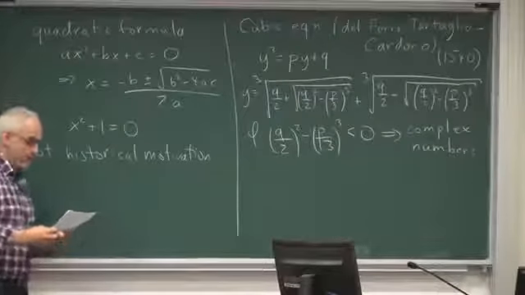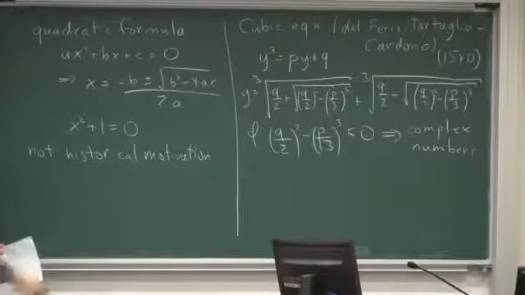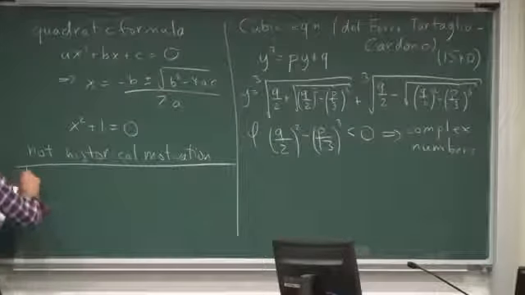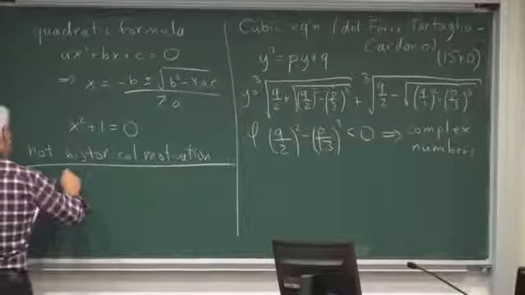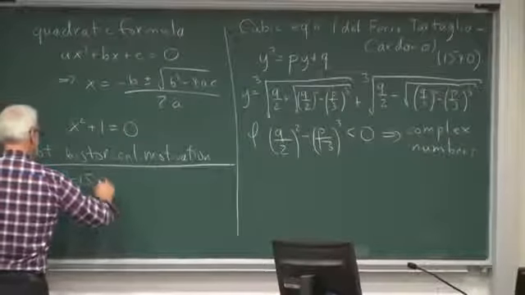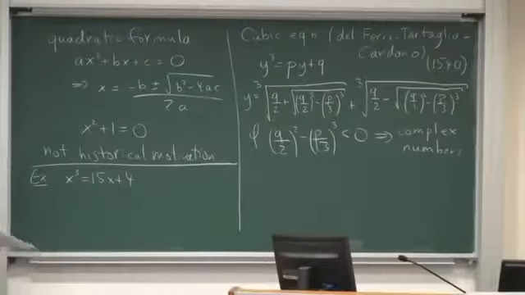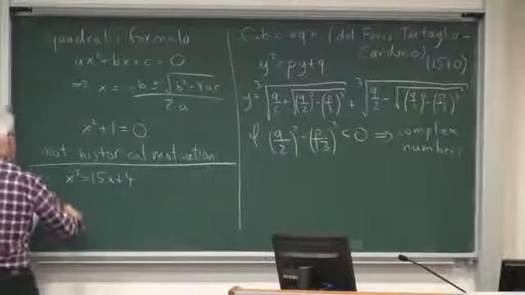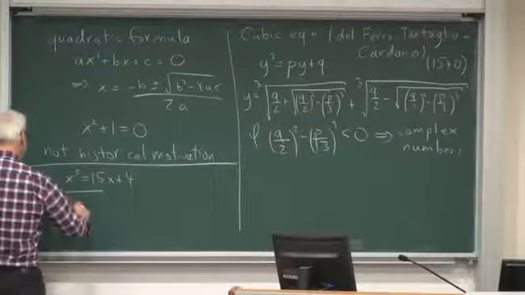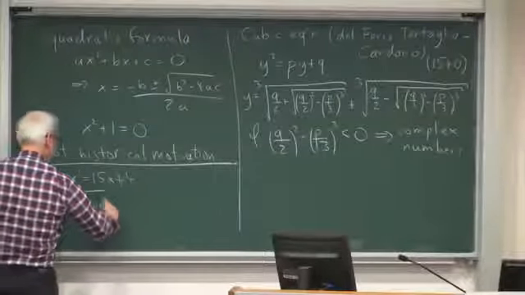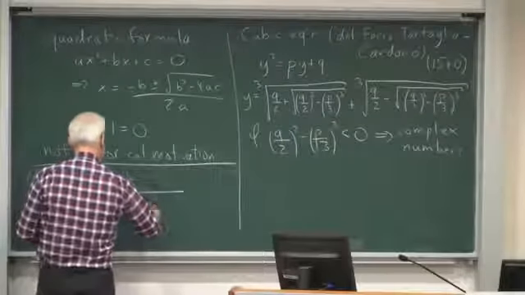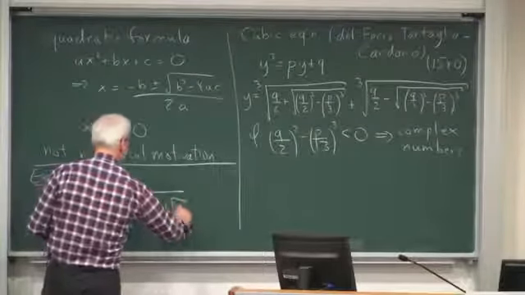And an example of that was illustrated by the following example. Suppose we look at the equation x cubed equals 15x plus 4. So if you plug the various values in there, you can check that the formula gives you the solution. x equals the cube root of 2 plus 11 times the square root of minus 1 plus the cube root of 2 minus 11 times the square root of minus 1.